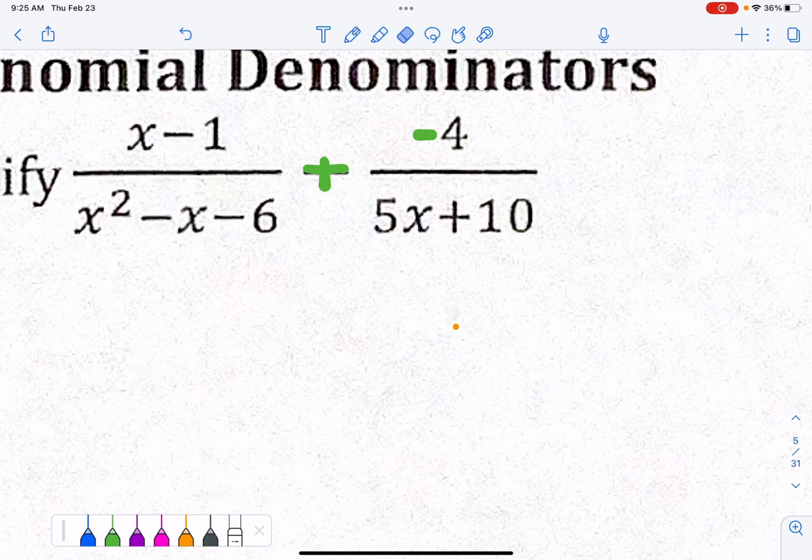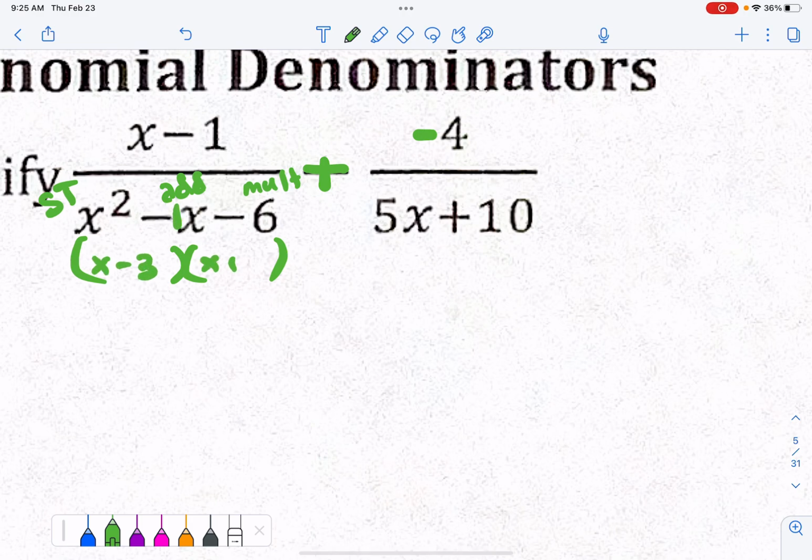These are trapped, so we're going to break them down first, and this is a simple trinomial, so I'm going to break it down into 2 pieces. It's a multiply to get -6 and add to get -1. That's going to be x minus 3 and x plus 2, I believe.